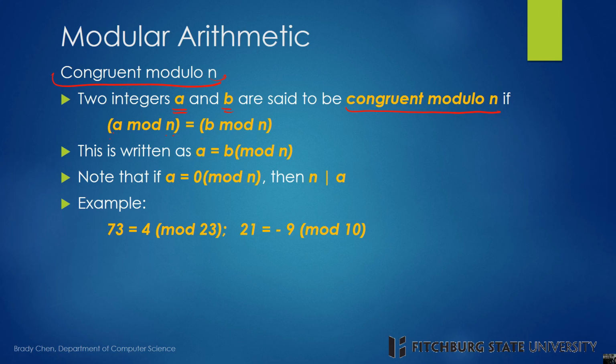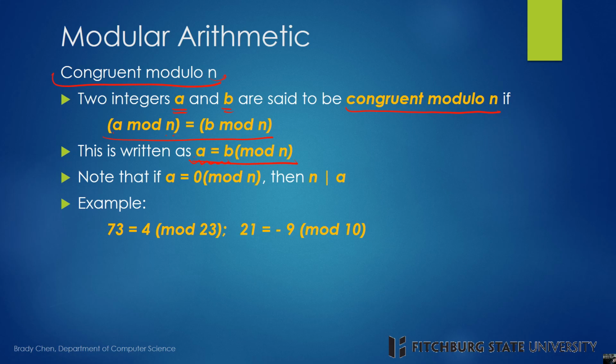Now, if A and B are congruent, we can rewrite this relationship as A is congruent to B mod n. That means A and B are congruent mod n. Don't forget the mod n. It's possible that A and B are congruent mod n, but A and B are not congruent mod t, another number. So this is important.